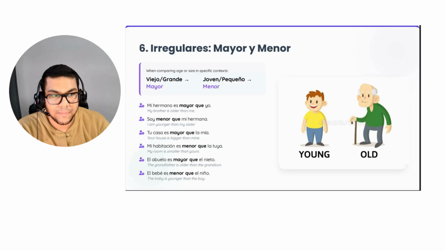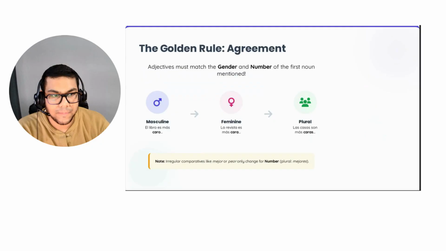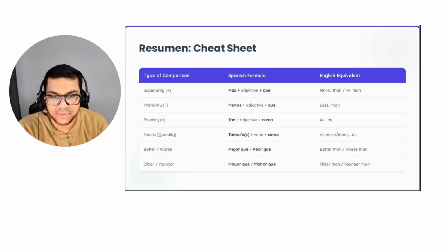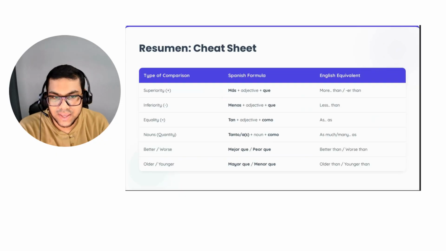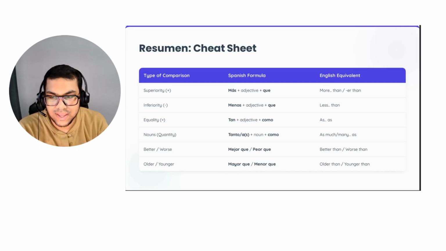Now, like I mentioned before, adjectives must agree in gender and number with the first noun that is mentioned, which you saw in the explanations. This is a summary of everything we just looked at. So for superiority, más adjective que, more than or er. For inferiority, menos adjective que, less than. Equality, tan adjective como, as something as. When we're talking about the quantity of nouns, we use tanto, which can change, and noun plus como, and then better words, mejor que, peor que, older, younger, mayor que, and menor que.